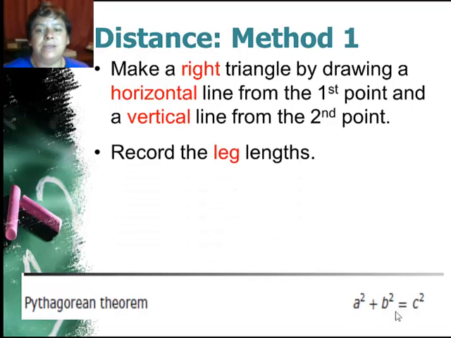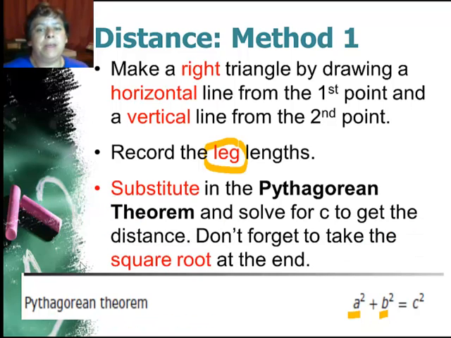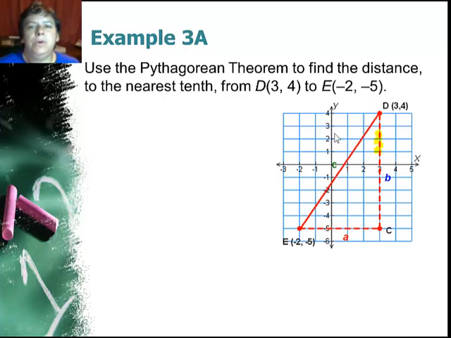These are your A's and your B's. These are the legs. So if I were to point a highlighter, the leg lengths here go with these values here. All right? Then we substitute into the Pythagorean Theorem and solve for c to get the distance. Do not forget to take the square root at the end, so you're not solving for c squared, but for c. So here in this problem, we want to use the Pythagorean Theorem to find the distance to the nearest tenth from point D to point E.